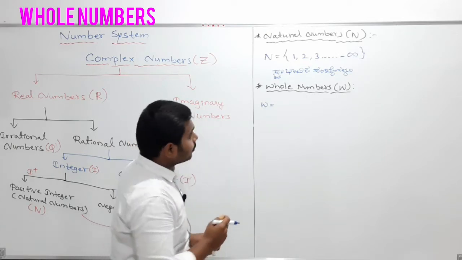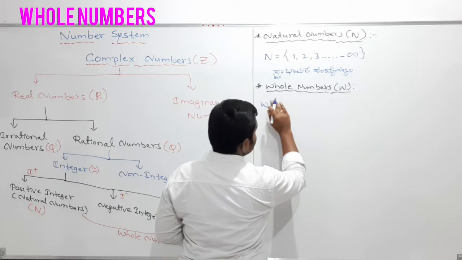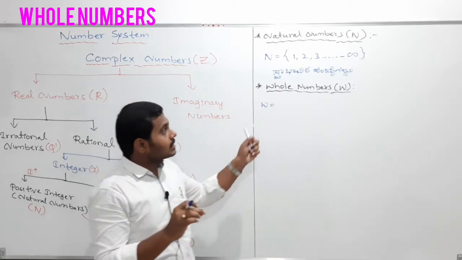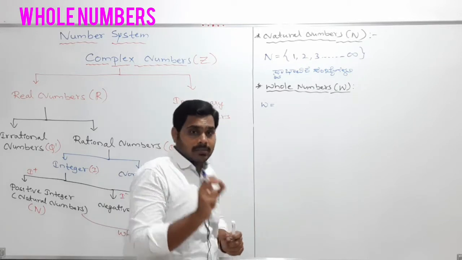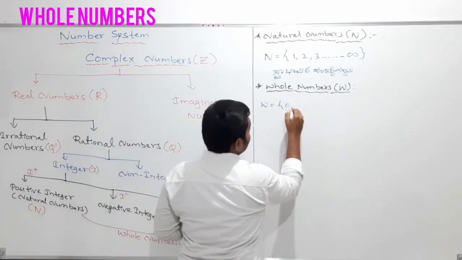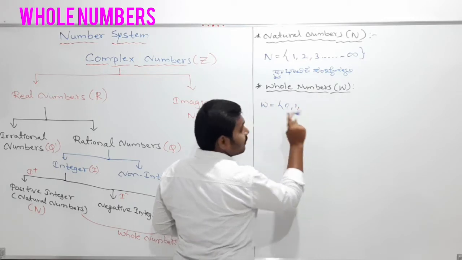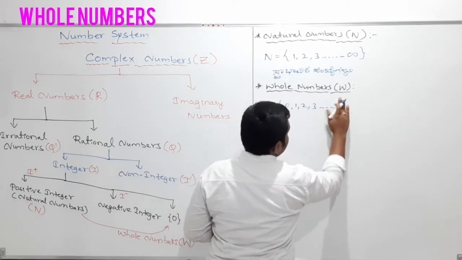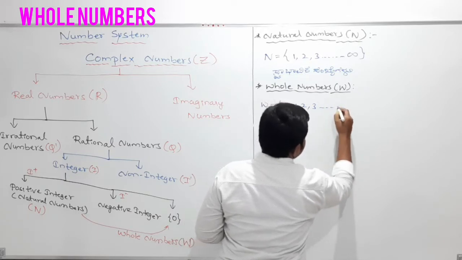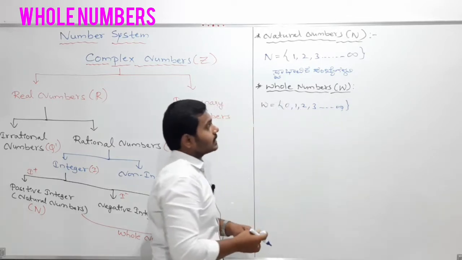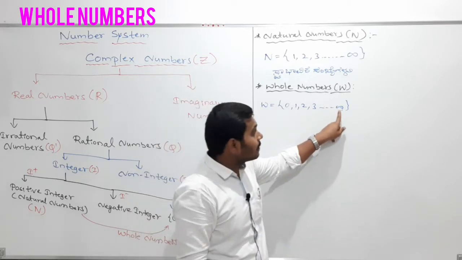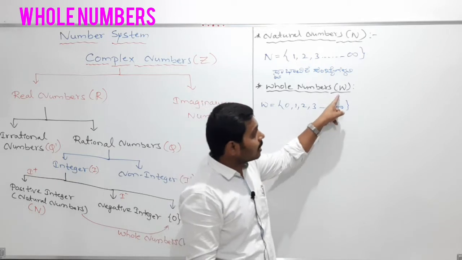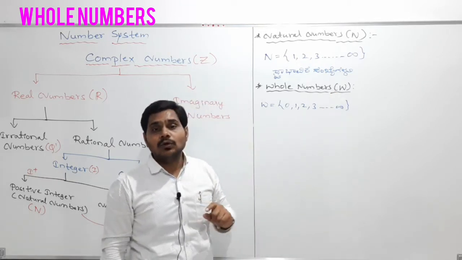Clear? So purna sankhyegalu means what, my dear students? I don't know exactly what we call it in Kannada, but here it is whole numbers. Whole numbers means including 0 to the natural numbers. If you include 0, then such a type of numbers we can call it as whole numbers. Clear, my dear students? So 0 1 2 3 up to so on we can call it as whole numbers, and it is denoted by the capital symbol W.